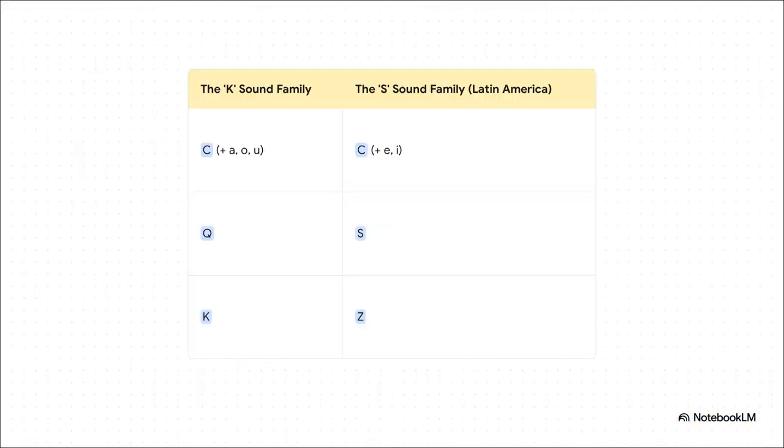And this slide just lays it out perfectly. Look at the K sound family on the left. You've got C with A, O, and U, Q and K. They're all on the same team making that hard K sound. Then, over in the S sound family for Latin America, you've got C with E and I, S and Z. In Latin America, all of these make the exact same soft S sound.